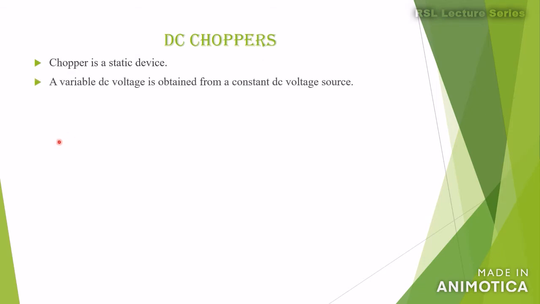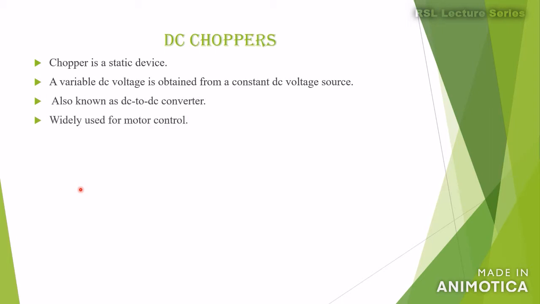In this lecture, we'll discuss the DC chopper. A chopper is a static device. It converts a fixed DC voltage into a variable DC voltage. So it is considered equivalent to a transformer in AC circuits. That is, the DC equivalent of an AC transformer. This is also known as a DC to DC converter.